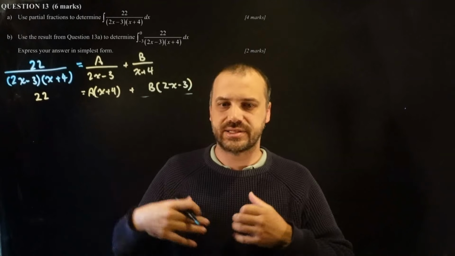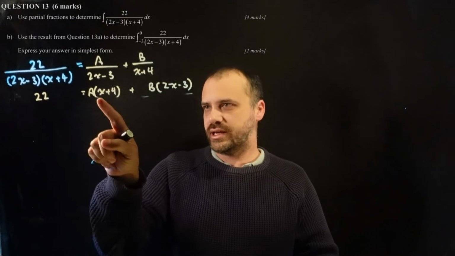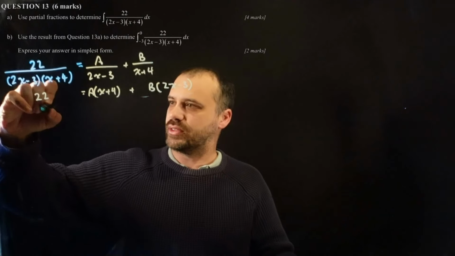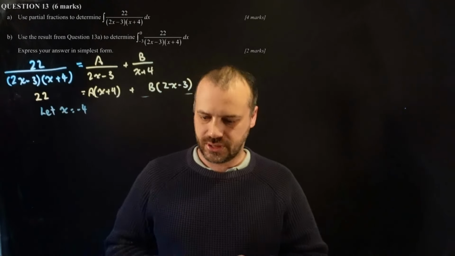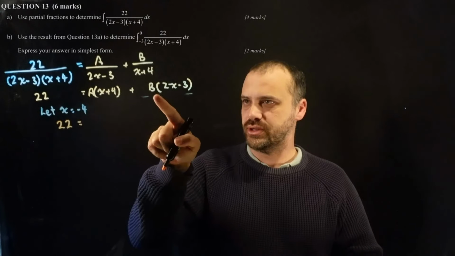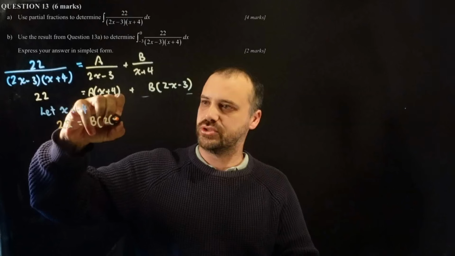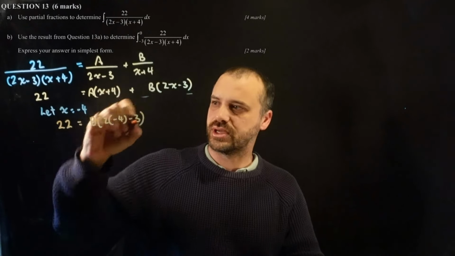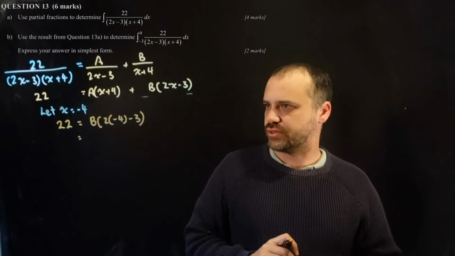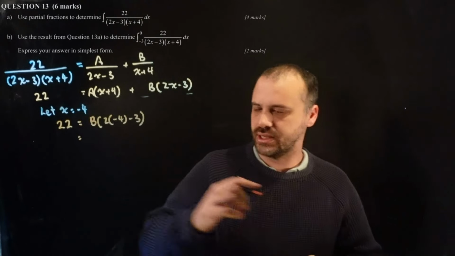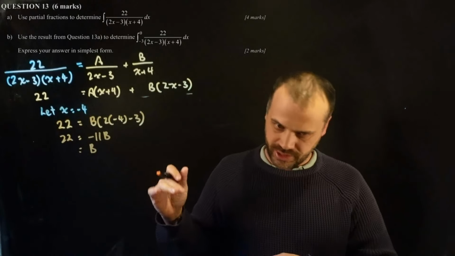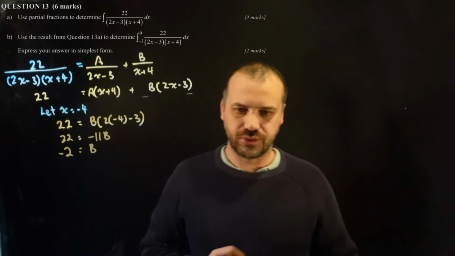Now, to do that, we let x equal convenient values. If I let x equal negative 4, this whole thing is going to disappear. I'm going to be left with b equals something. So that's exactly what I'm going to do. I'm going to let x equal negative 4. And so the left-hand side is still going to be 22. This is going to be 0. And then we're left with this. b times 2 times negative 4 minus 3. And then this is just a relatively straightforward equation to solve. Negative 8, negative 3 is negative 11, negative 11b, which means that b is equal to 22 divided by negative 11, negative 2. b is equal to negative 2.